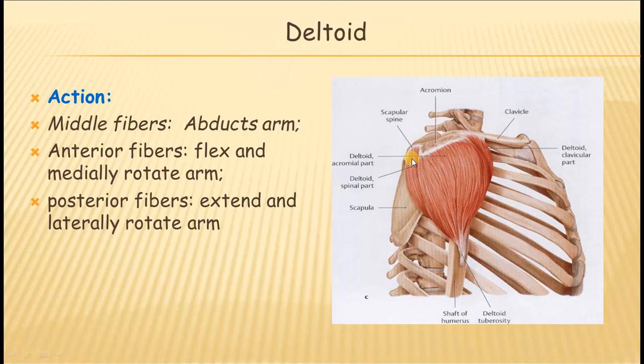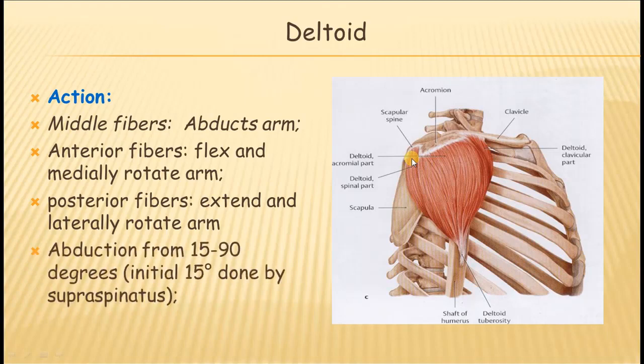Now, usually extensors and lateral rotators are mainly involved in abduction. But here, since the middle fibers are powerful abductors, both the anterior fibers and the posterior fibers adduct the arm. So anterior fibers flex and medially rotate. Posterior fibers extend and laterally rotate. In addition to that, it also performs adduction.